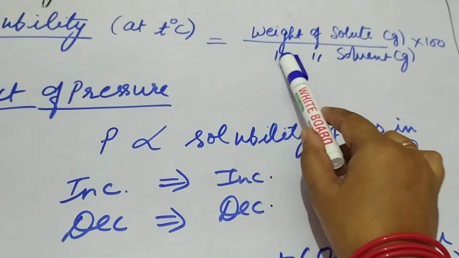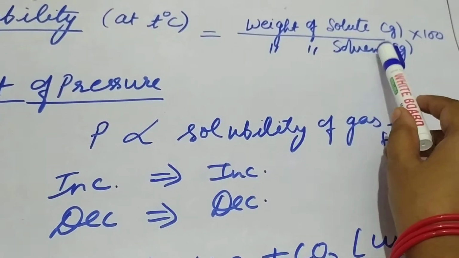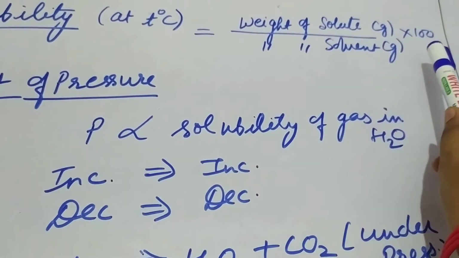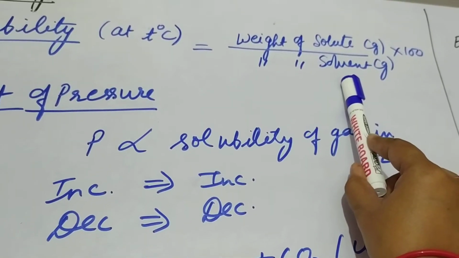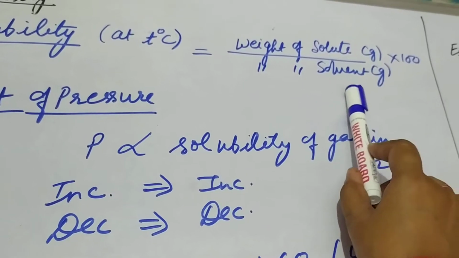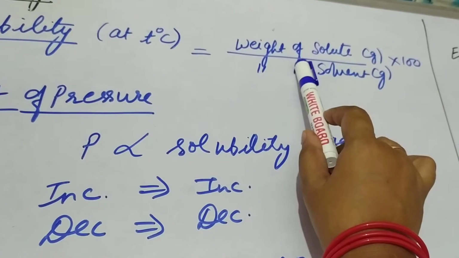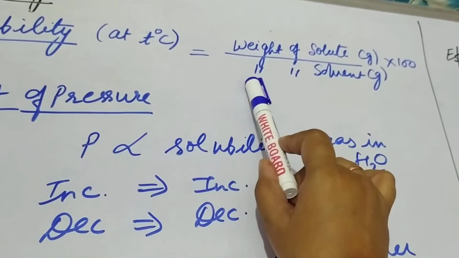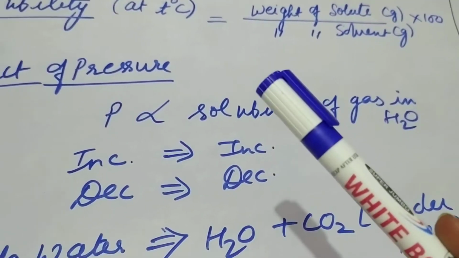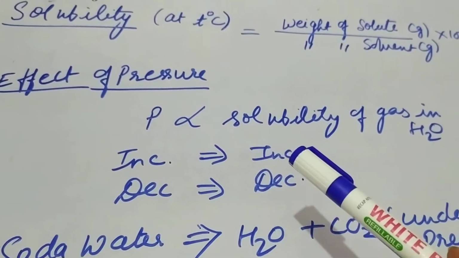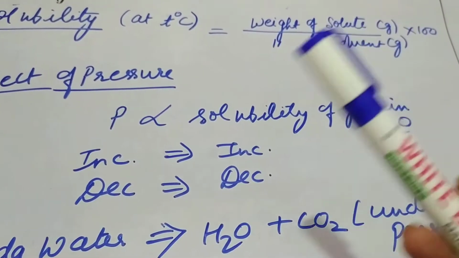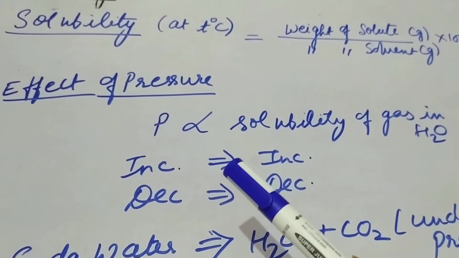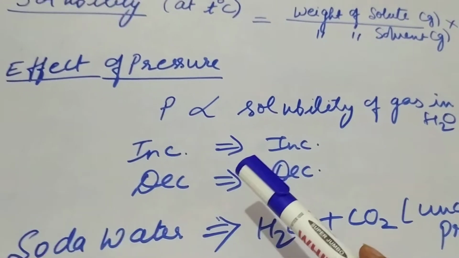So it is given by the formula: weight of solute in grams divided by weight of solvent in grams, into 100. So if we determine the weight of solute and solvent in grams, then we can determine the solubility of a solute at that particular temperature. Now, what is the effect of temperature and pressure on the solubility? The first factor is the pressure.